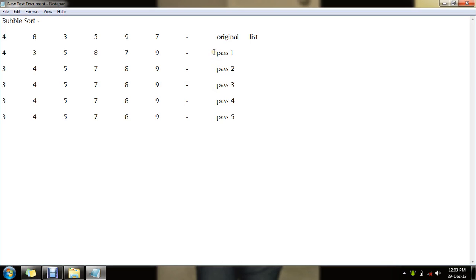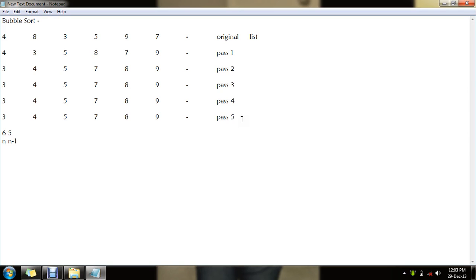The number of passes depends on the number of elements. As you can see here, the number of elements is 6, therefore the number of passes taken was 5. So if there are n numbers in the list, then the number of passes it would take would be n minus 1, right? So this is the rule for bubble sort.